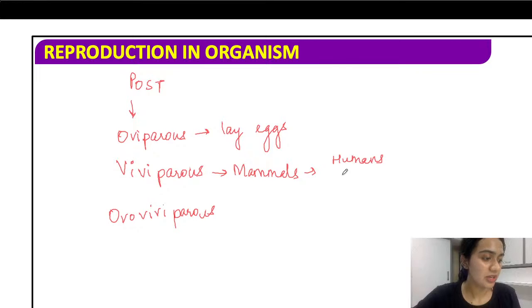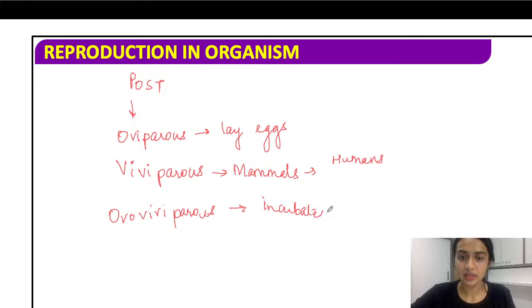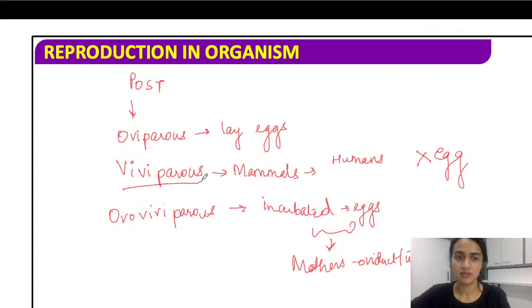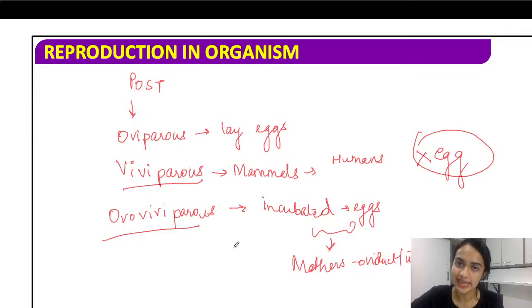Now coming to the ovoviviparous, like I said, these eggs are incubated. They have eggs, and these eggs are incubated inside the mother's oviduct or uterus. In viviparous, there is no formation of egg. But in ovoviviparous, there is a formation of egg and it is developing inside the oviduct or the uterus itself. That is ovoviviparous.